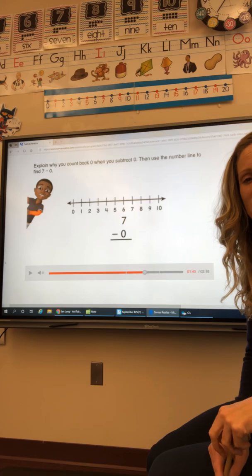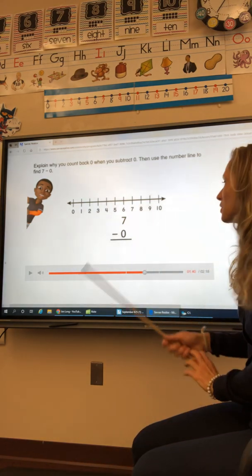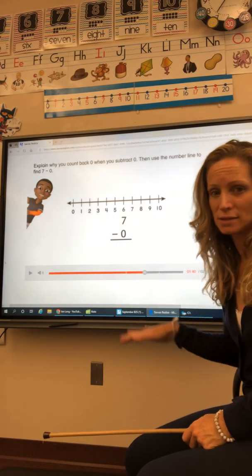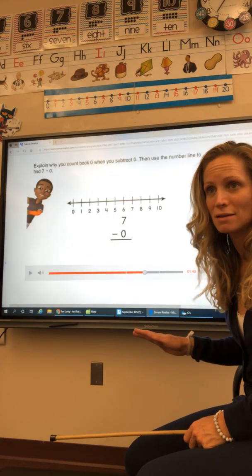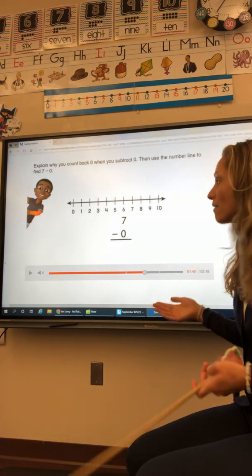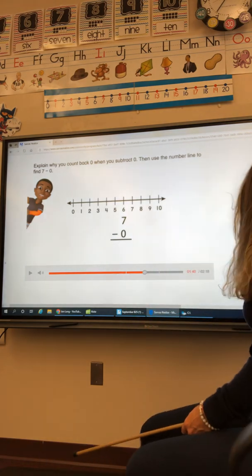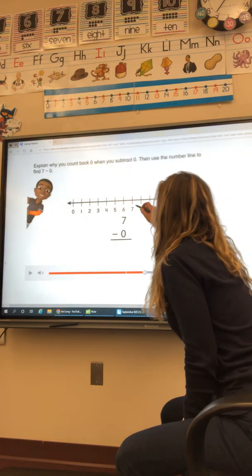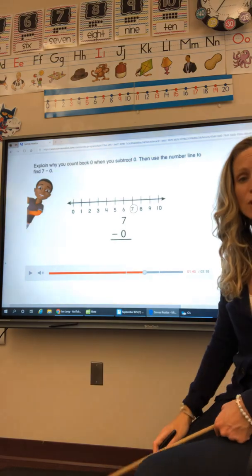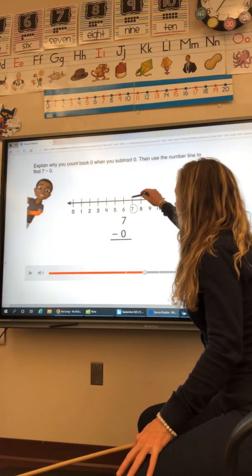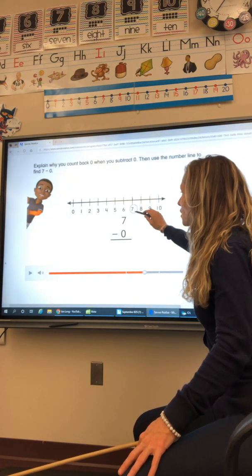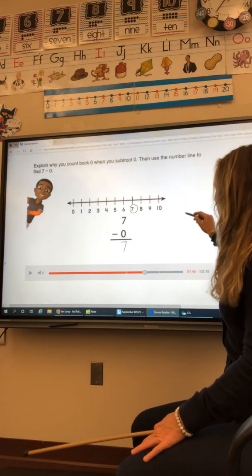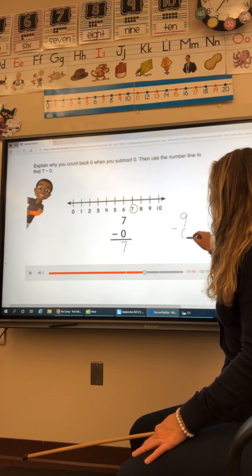Subtracting with zeros is so simple. If you have 7 cookies and you take away 0 because you haven't eaten any of them, how many cookies do you have left? Well, if you start on 7 and you have to do 0 jumps, I'm not going to do any jumps. I'm still on the number 7. The answer is 7.